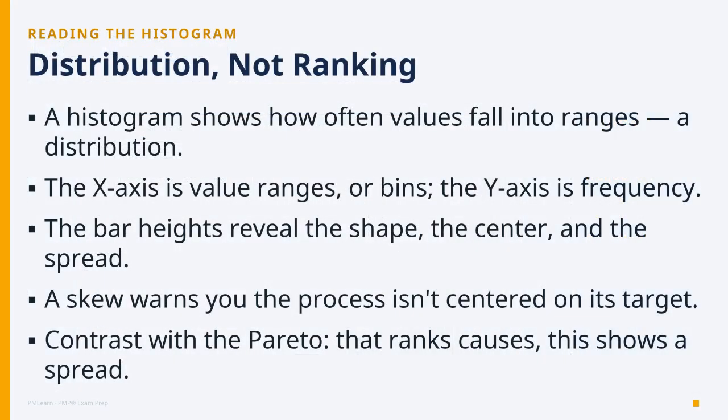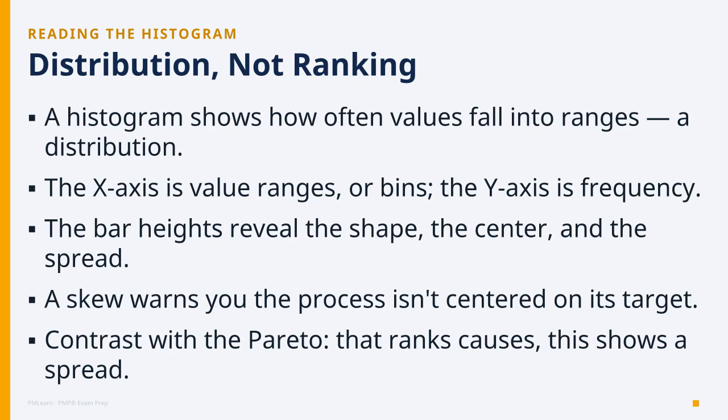Reading the histogram, and the key is to keep it distinct from the Pareto. A histogram shows how often values fall into ranges. The x-axis is the value ranges, the bins. The y-axis is frequency, the count in each bin. The bar heights, taken together, reveal three things: the shape of the distribution, where it's centered, and how spread out it is. Why you care: the shape tells you whether the process is hitting its target. A nice symmetric pile centered on target is healthy. A skew, like the left skew we just saw, warns you the process is off-center or bumping a limit, and you should investigate.